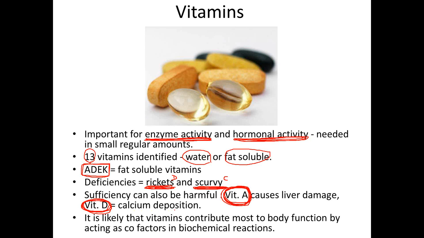Now, vitamins are a mystery. We basically discovered them by understanding that their absence caused health problems. We still don't know completely how they work in the body, but we do know that the best way of describing them is that they are what we call cofactors in biochemical reactions. So important chemical reactions in the body. So for instance, vitamin K, one of the fat-soluble vitamins, is very, very important in blood clotting.